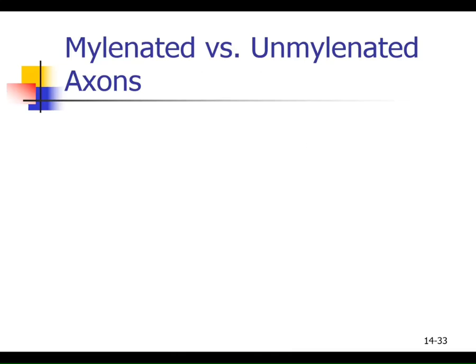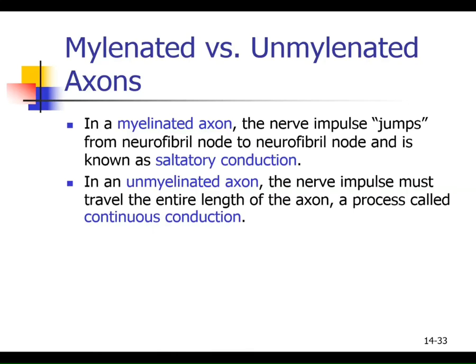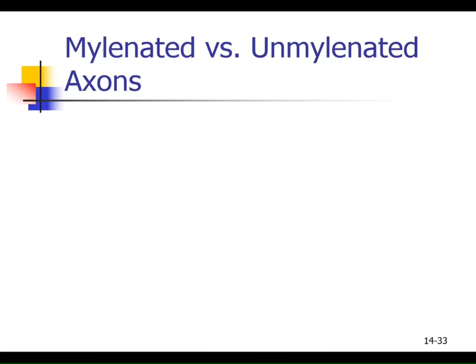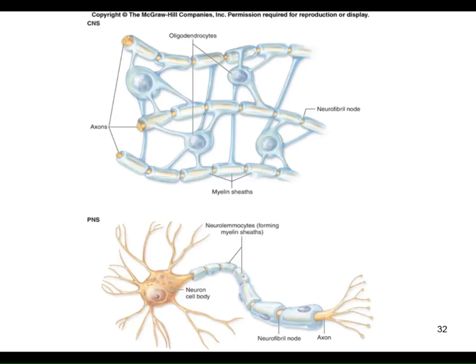Now, all axons have Schwann cells or oligodendrocytes supporting them. However, some axons will be considered unmyelinated. Let me show you the difference in what an unmyelinated axon looks like. If I go back to the bottom picture, this is definitely a myelinated axon, right? And I've got Schwann cells wrapped around it, completely protecting part of that axon.